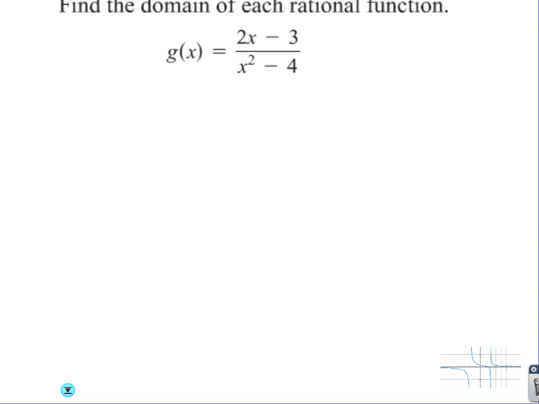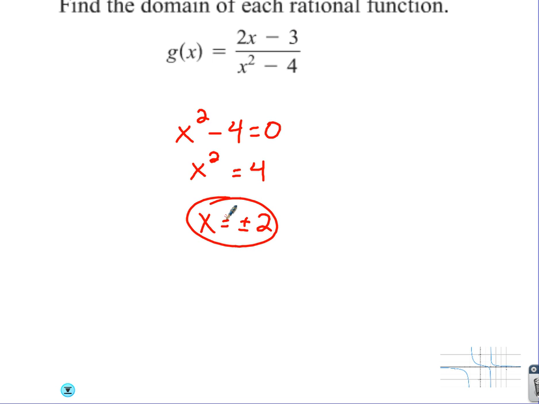Next one. Find the domain of each rational function. Again, all you've got to do is the bottom can't equal 0. So we're going to set it equal to 0. We're going to figure out what values of x would give me a 0. Move the 4 over and take the square root. x squared equals 4. Take the square root, but don't forget the plus and minus. So x cannot be positive or negative 2.